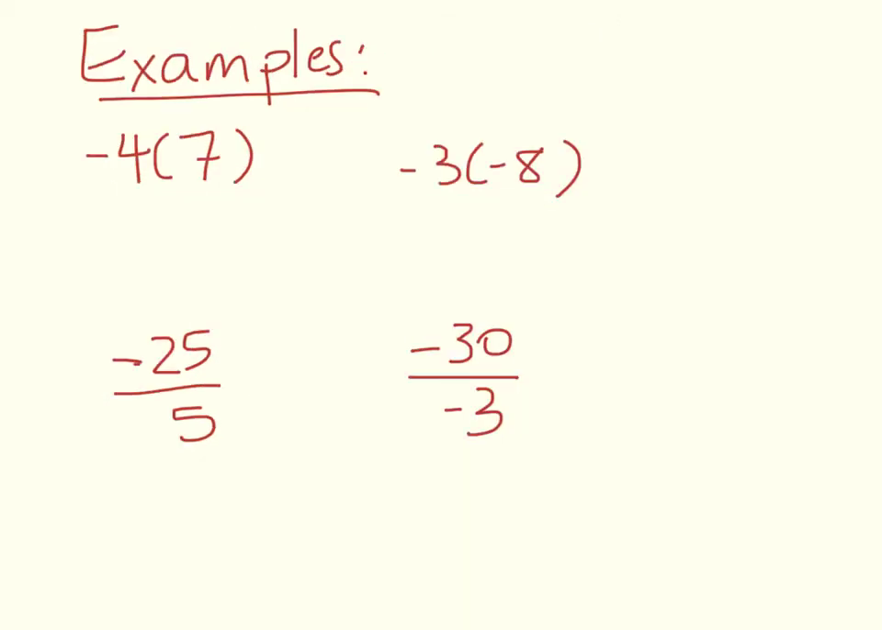Alright, so some examples. Negative 4 times 7. 4 times 7 is 28. I have one negative, one positive. My answer is negative. Negative 3 times negative 8. 3 times 8 is 24. They're both negative, so my answer stays positive. Okay, negative 25 divided by 5. 25 divided by 5 is 5. One negative, one positive. My answer is negative. And negative 30 divided by negative 3. 30 divided by 3 is 10. They're both negative, so my answer stays positive.